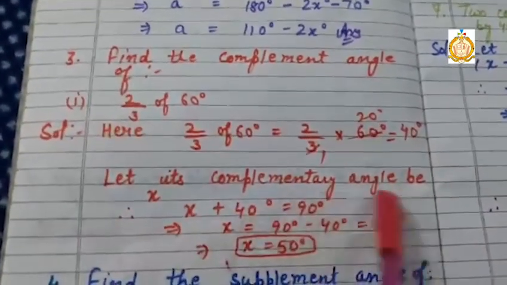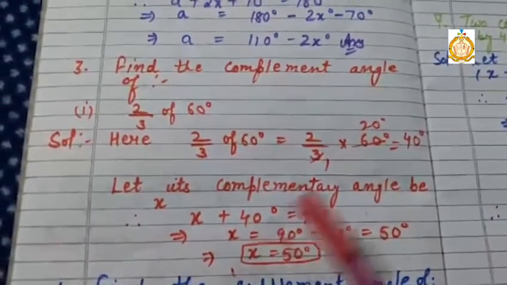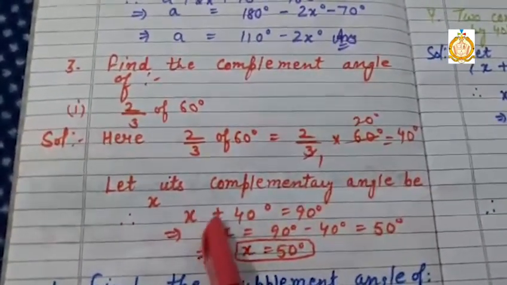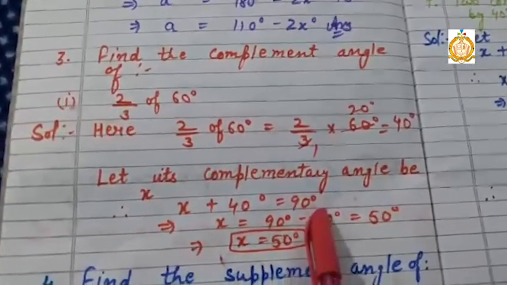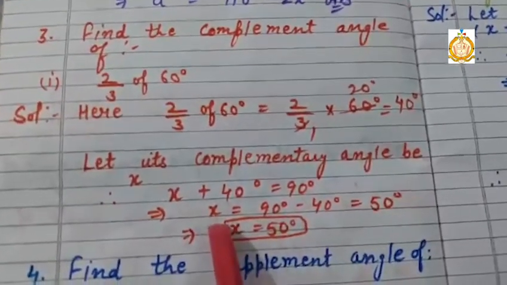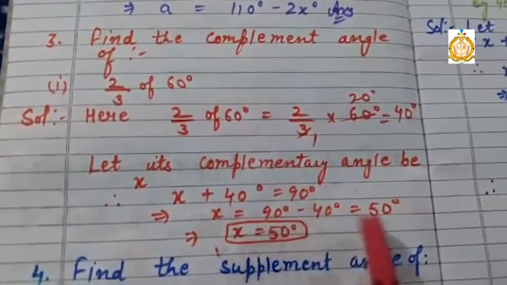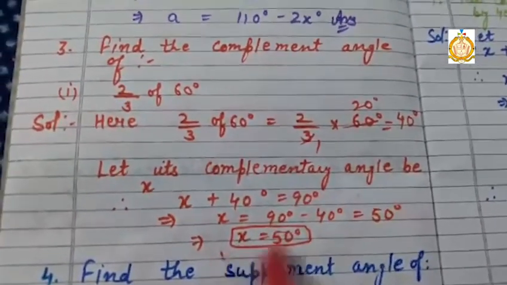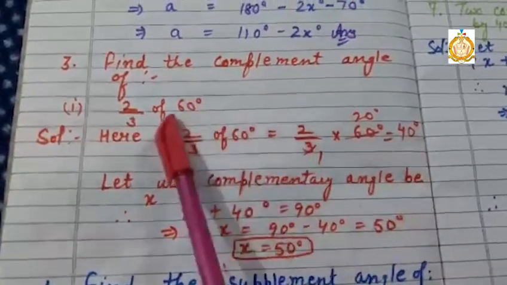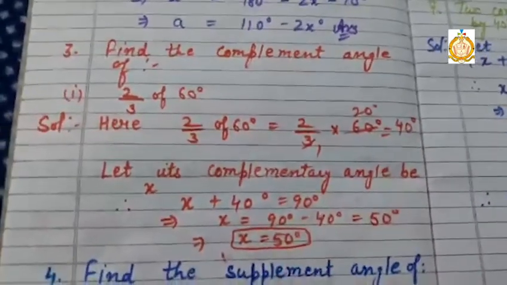Let its complementary angle be x. Now as these two are complementary to each other, they would sum up to give 90 degree. Again solving this equation for x, by subtracting 40 from 90 you will get 50. So the complementary angle of this one, that is 40 degree, is 50.